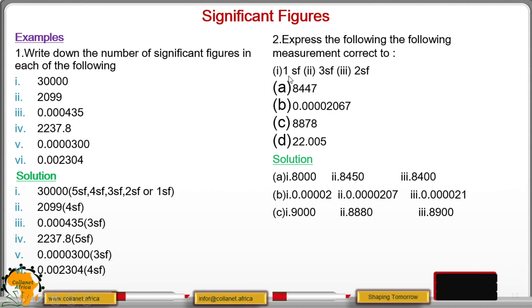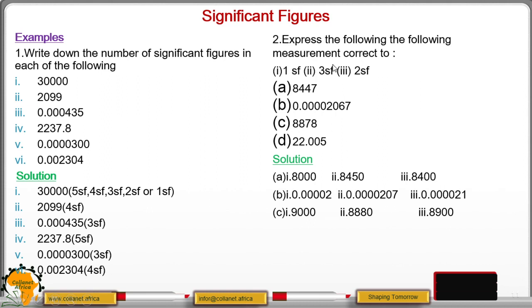We have 8,878. When you want to write it correct to 1 significant figure, you just count 1. But now you look at the second digit, it is more than 5, so you add 1 to the previous digit, and when you add 1, it becomes 9. Then the other ones, you just replace them with zeros. They are place value holders, so we have 9,000.